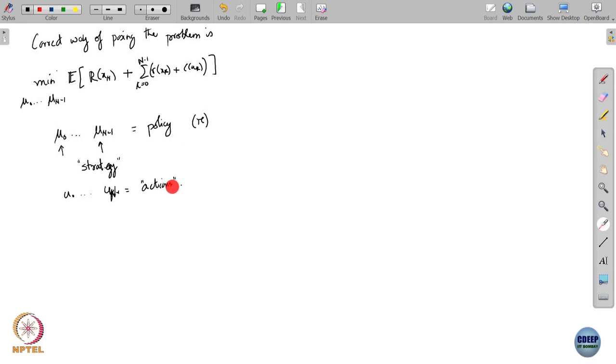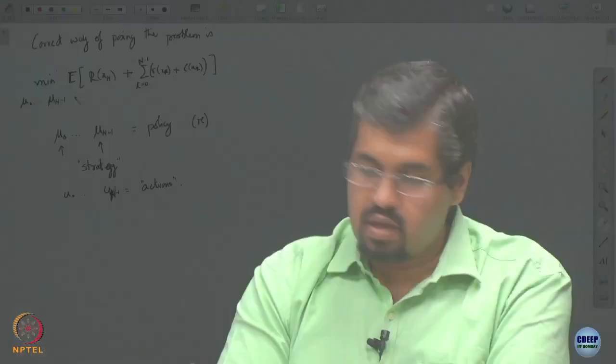As I go a little further, I will explain how we can somehow reduce this problem, which involves trying to decide these n functions, to a setting where we have to decide only actions, and from those actions somehow deduce what the function should be. All of that will happen subsequently as we go further down in this course.